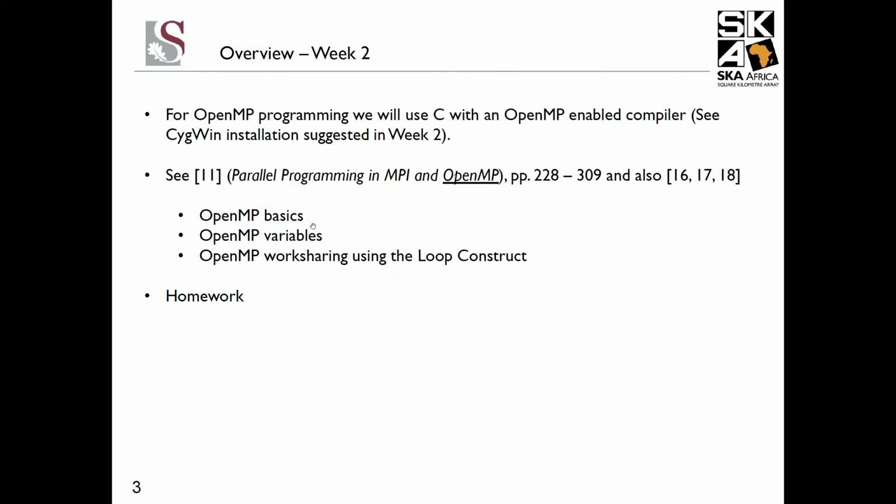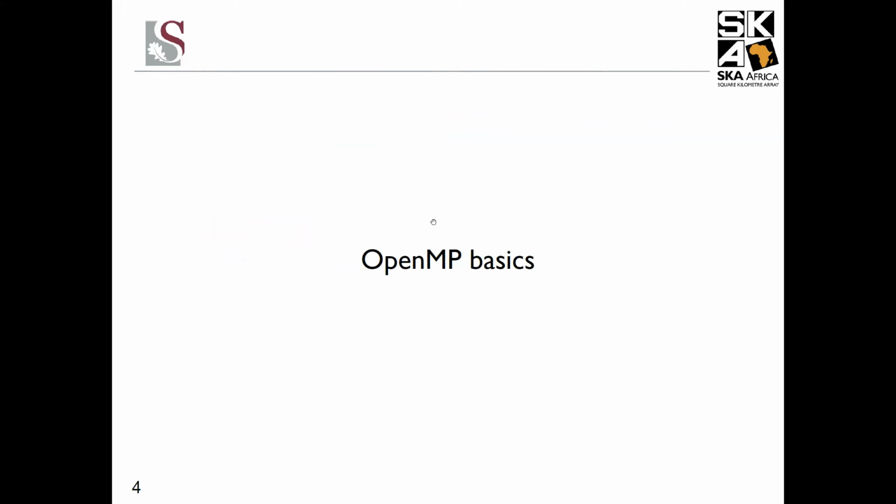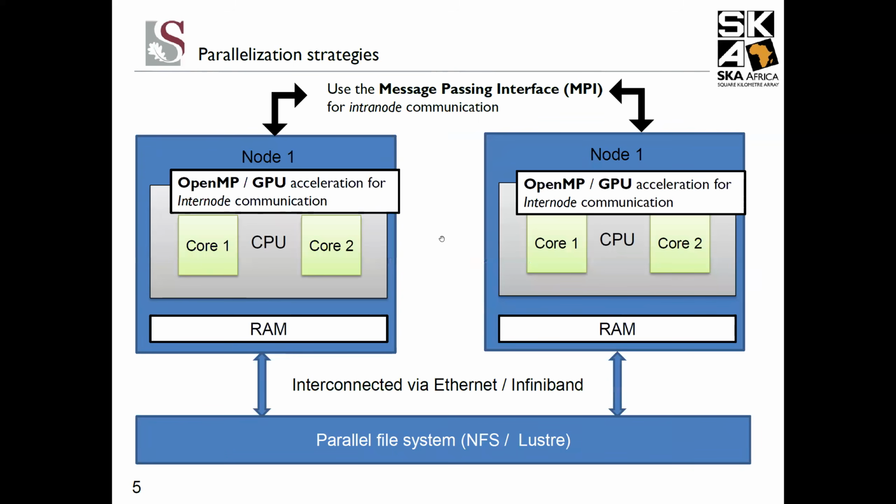Let's dive in with the OpenMP basics. So remember what we're doing. Our goal is to write software that we can run efficiently on a server or a cluster that might consist of a couple of nodes. So this is node 1, node 2, two physically separate nodes, and on a node we might have a CPU that contains various processing cores, here core 1 and core 2.